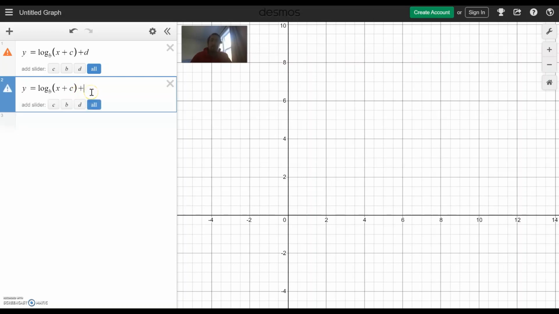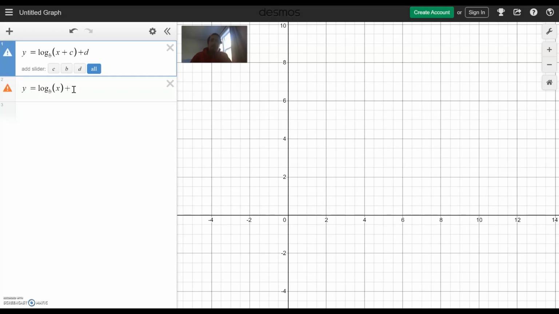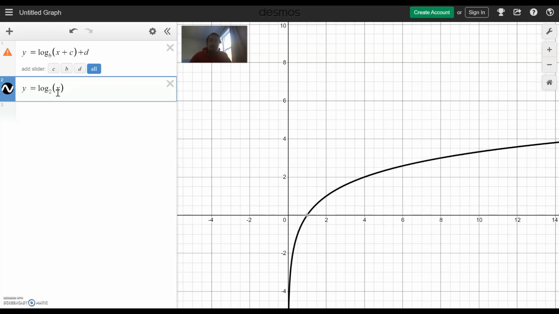So what we're going to do is, firstly, we're going to get rid of the C, and we're going to use log of the base 2. But that base can be any number. It can be 2, 10. It'll work out. So let's have a look at what that looks like.